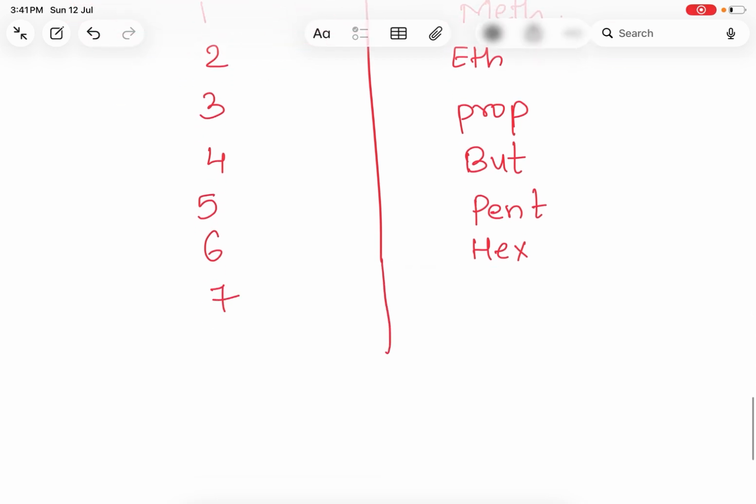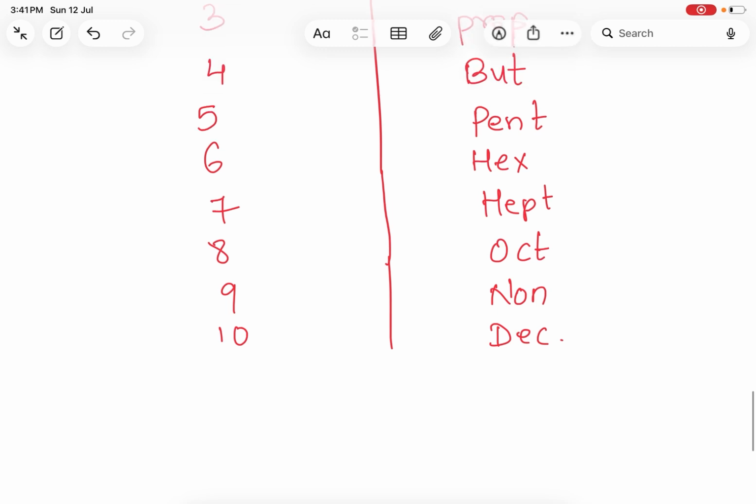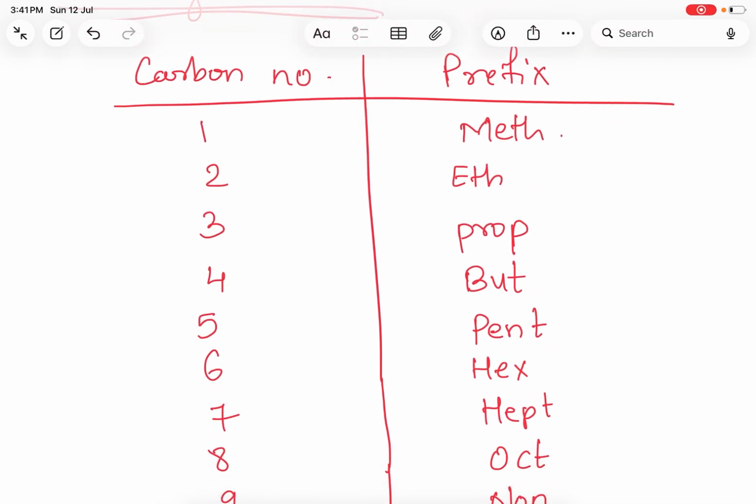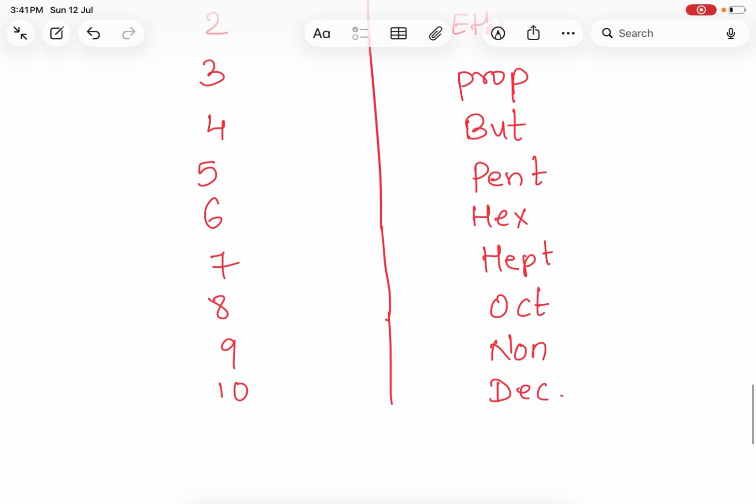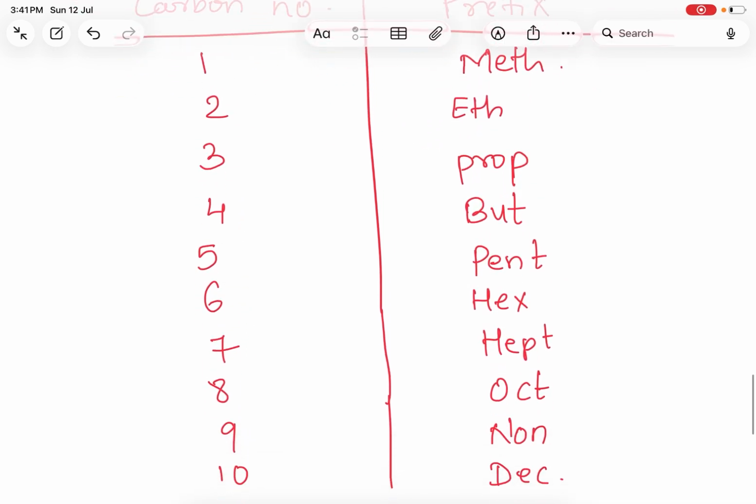For 7 carbon atoms, it is hept. And 8 carbon atoms, it is oct. For 9 carbon atoms, it is non. For 10 carbon atoms, it is dec. So these are the prefixes which we are supposed to use. The suffix is going to change depending on which functional group you are writing the name for. So the suffix is going to change, but this is what you have to remember from 1 to 10, the prefixes which commonly will be used for naming all the functional groups.